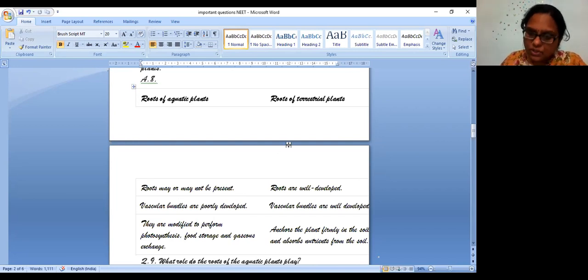In case of the terrestrial plants, the roots are well developed, they have proper xylem and phloem, and mostly the roots are used as a support system or to transport the minerals from the soil. So the root of a terrestrial plant has the normal function of the root. But in case of the aquatic plant, you have to keep in your mind that roots may not be present mostly, and vascular bundles are almost zero, and their roots are mainly modified to do photosynthesis, food storage and gaseous exchange. Okay.